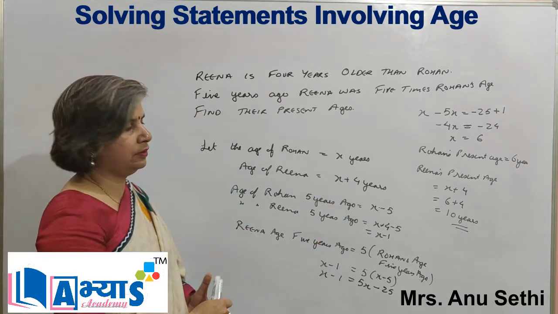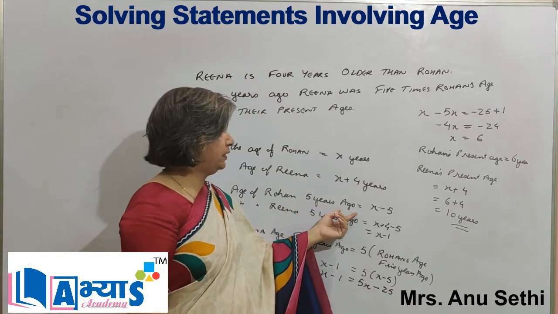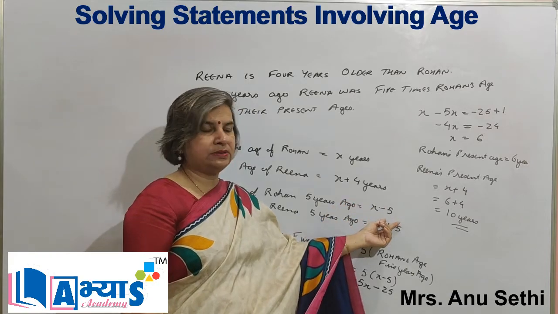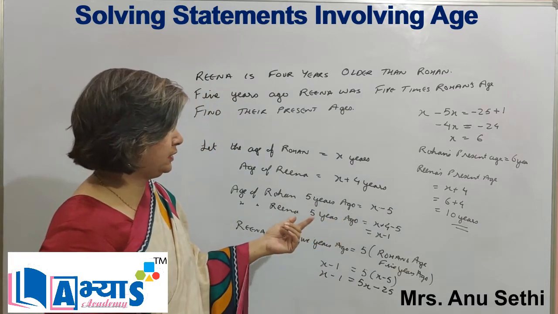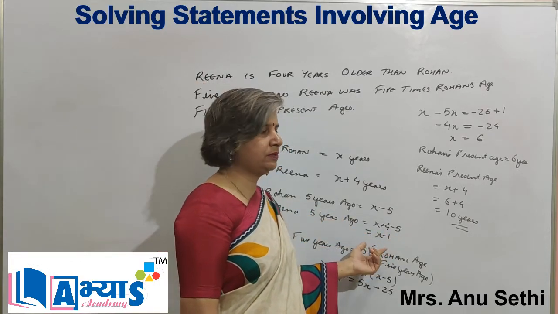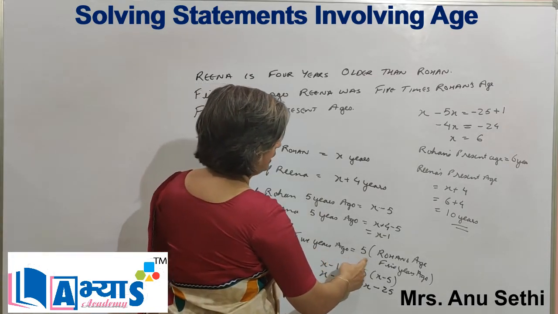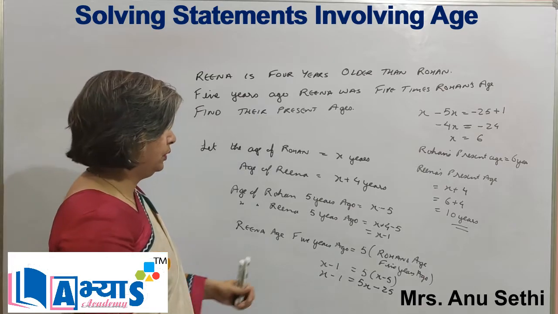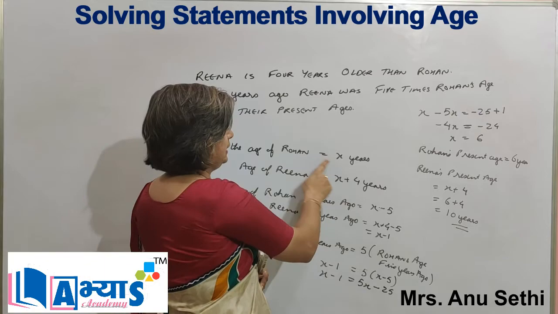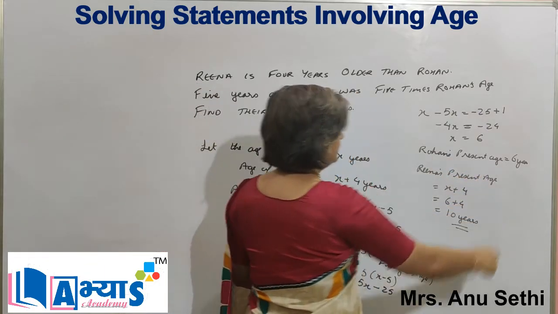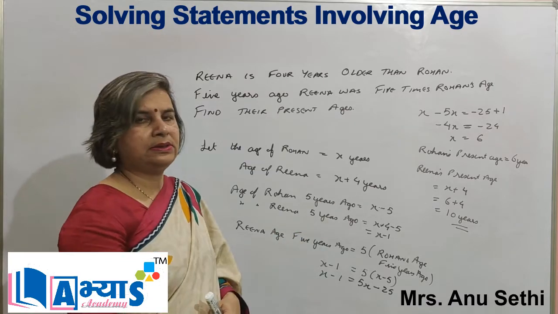Now we have to find the ages 5 years ago. So as it is 5 years ago, I will subtract 5 from both the ages: x minus 5 and x plus 4 minus 5, which is x minus 1. According to the question, Reena's age 5 years ago is 5 times Rohan's age 5 years ago. On simplifying the expression, I get x is equal to 6. So Rohan's age was x, so Rohan's age is 6 years, and Reena's present age will be x plus 4, that is 10 years.